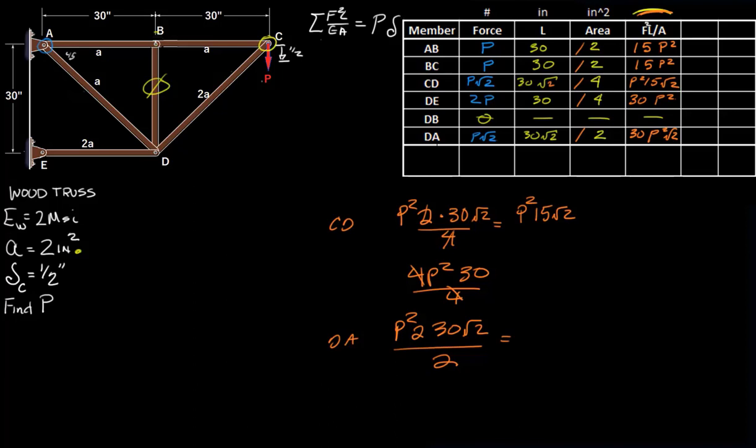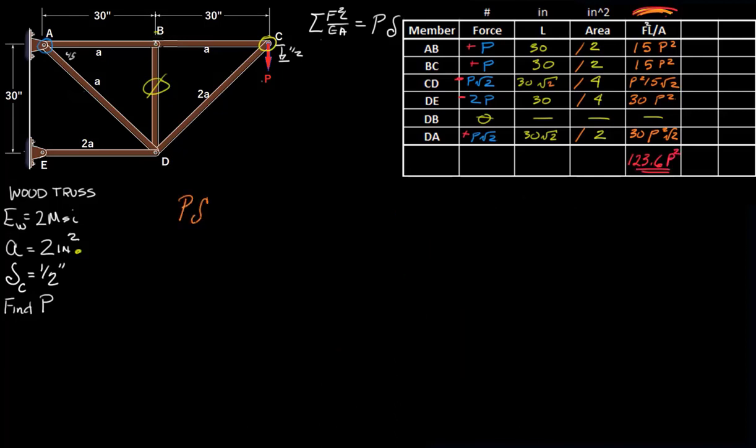Now you may have noticed I've gotten a little bit lazy with my signage here. AB is in tension, so that's a plus. BC is in tension, so that's a plus. CD we found to be in compression, and that's a negative. DE is in compression, that's a negative. And DA was in tension, so that's a plus. However, it won't matter because we're squaring F squared. Energy is positive, whether it's compressive or whether it's tensile, we have stored energy. So it turns out it won't matter when we add these up. And our number when we put this together will be 123.6 P squared.